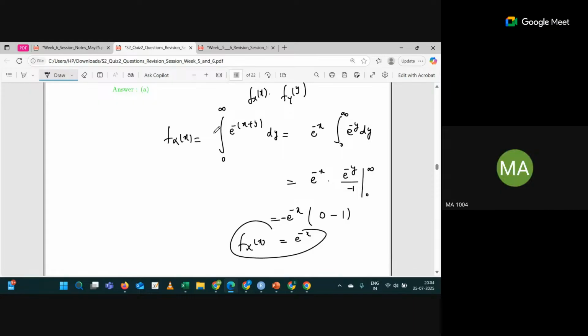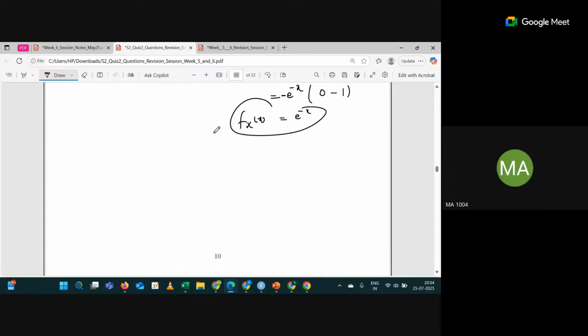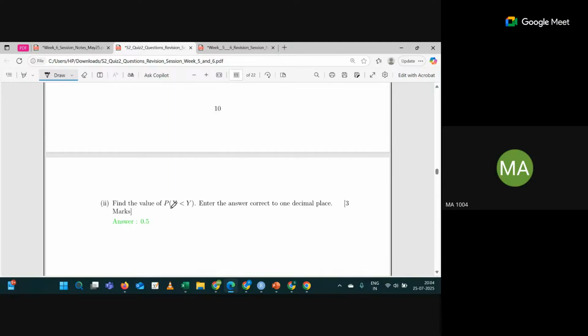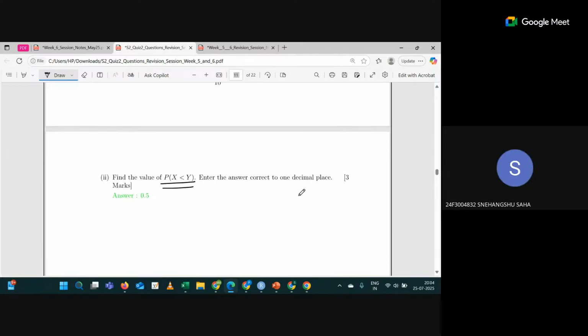Yes, sir. Okay, so you can see the questions' concepts are the same, right? Tell me how will you calculate this probability, x less than y? How will you proceed for this question? Draw the line x minus y is equal to 0, right? Sir, draw the line x equal to y.